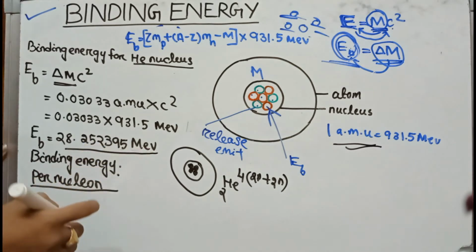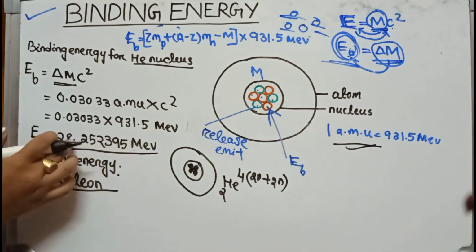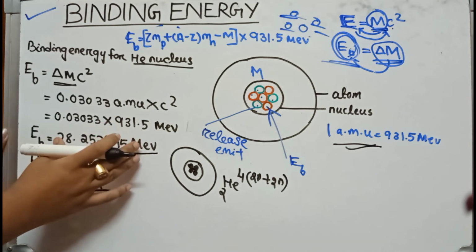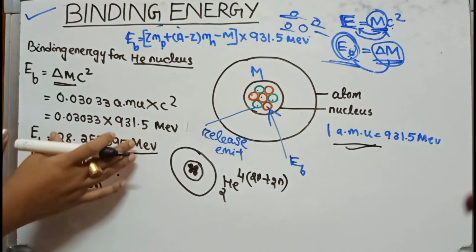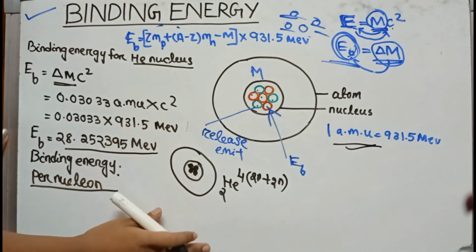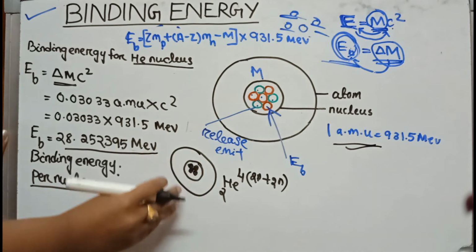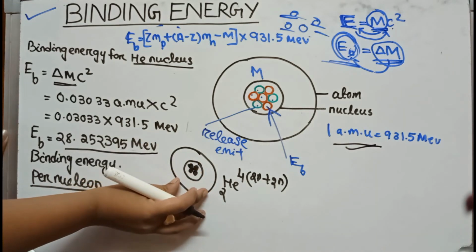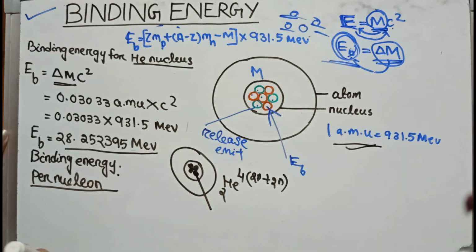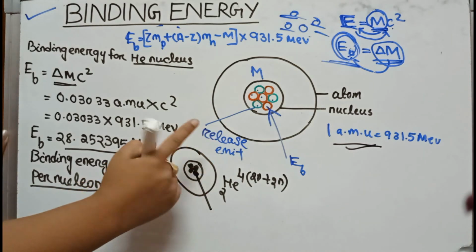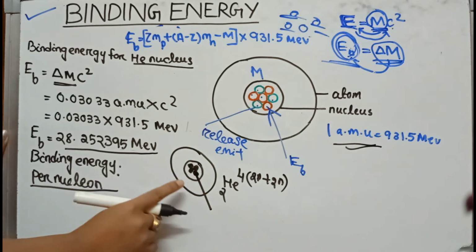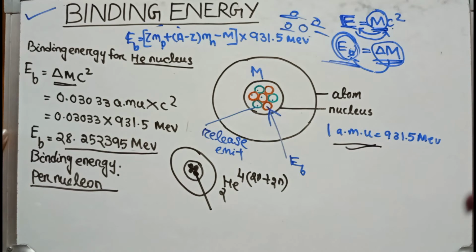That means if 28.252395 megaelectron volt energy is provided to the nucleus, and 4 nucleons are released, then what is the amount of energy if we provide to the helium nucleus so that only 1 nucleon is released? Only a single nucleon is released from the nucleus. That energy is known as binding energy per nucleon.